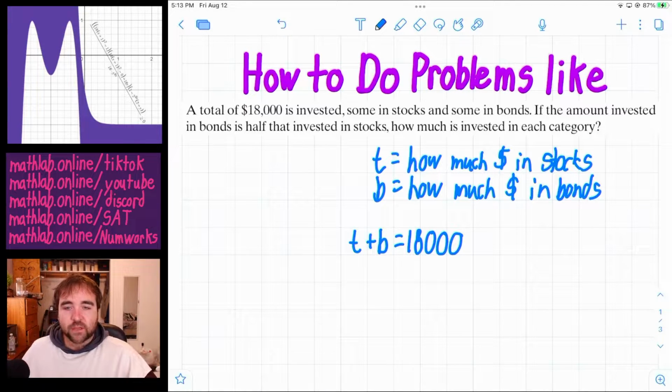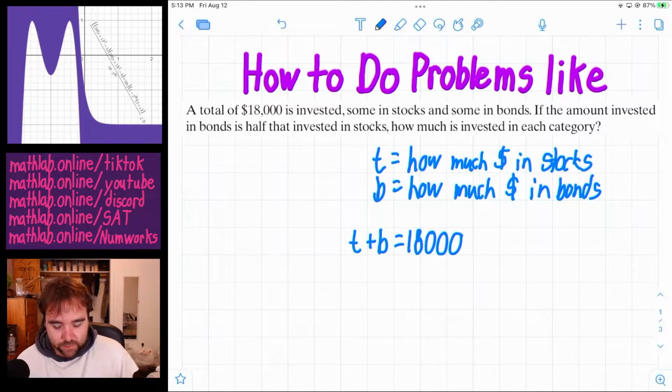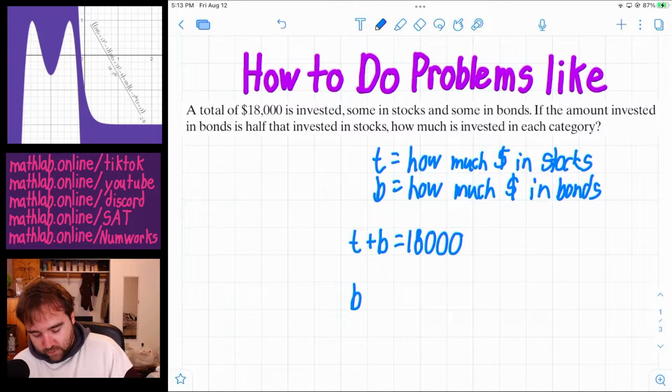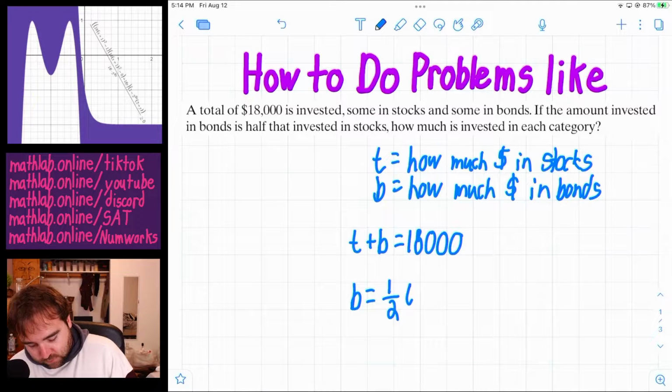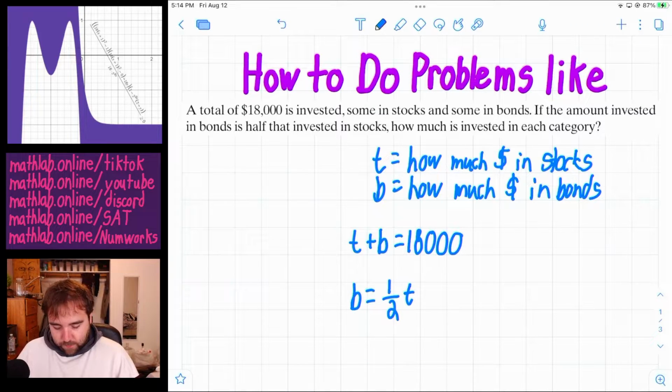If the amount invested in bonds is half that invested in stocks, how much is invested in each category? So we've got to write the next equation. If the amount invested in bonds, so that's B, equals half of that invested in stocks, so times T. So I think that's the equation.